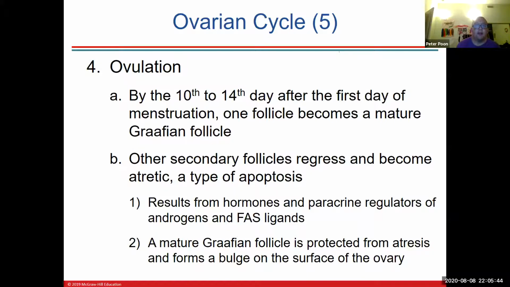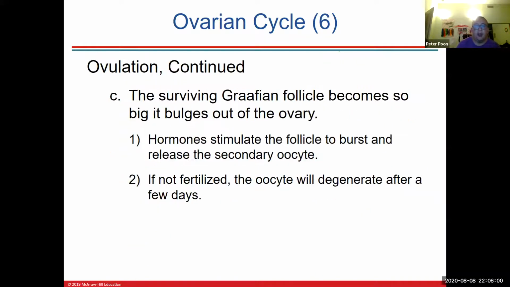So the other follicles regress and die. A single mature follicle is protected from atresia and forms the bulge on the surface of the ovary. And then what happens is it bursts out of the ovary. If not fertilized, the oocyte will degenerate after a few days. Literally, it's about 24 hours. I think that's the difference in different textbooks, but really it's about 24 hours to get fertilized.